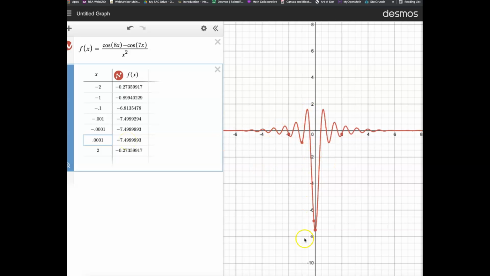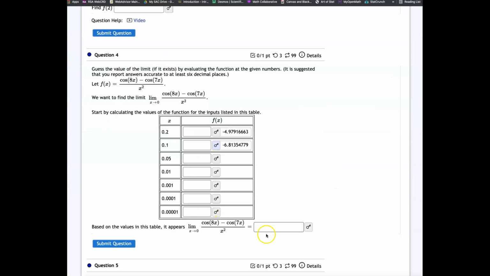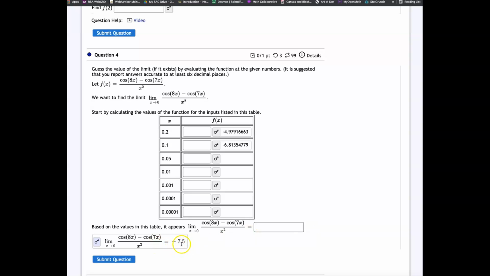I can see that in the graph also. And again, I clicked on a point there. It looks like it's approaching that value, like negative 7.5, 7.49. You can see it looks like it's getting closer and closer to that. A limit doesn't mean it equals that; remember, a limit is what happens to the function as x approaches 0. The function approaches negative 7.5.